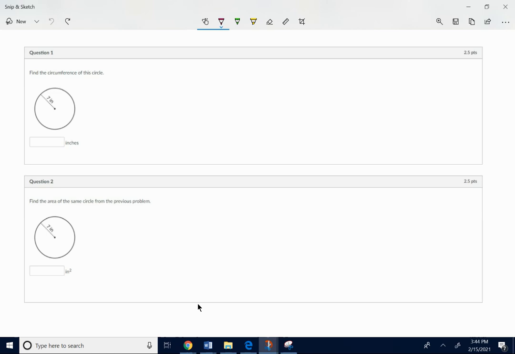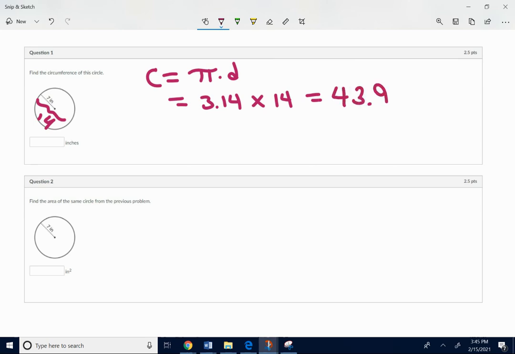Okay, number 1, find the circumference of the circle. To find the circumference of a circle, you take pi times diameter. The diameter is all the way across the middle of the circle. You don't know that, but you know the radius is 7. So the distance all the way through the middle, the diameter, would be 14. So we're going to take 3.14 times 14, and we're going to get 43.96. You did not need to round on this quiz.